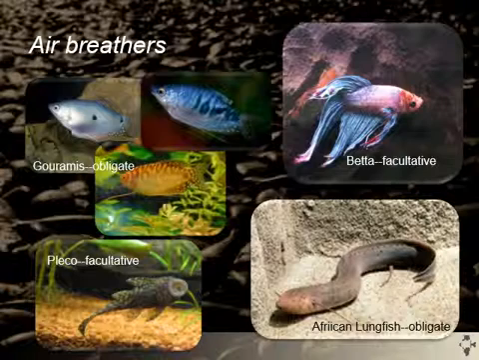because their gills are largely inadequate to supply the oxygen that they need. So they require the use of their swim bladders, their rudimentary lungs, to supply oxygen. So they are considered obligate.